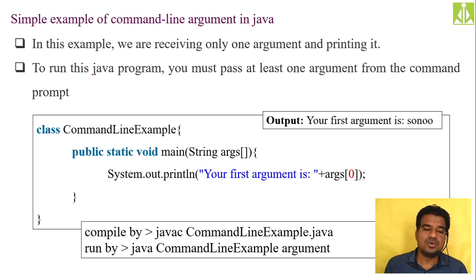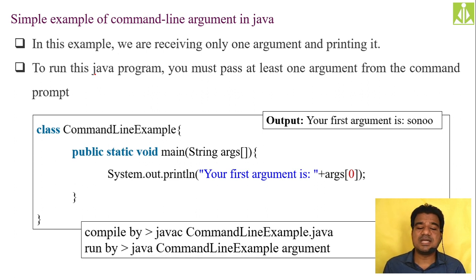Okay, so in this example we are receiving only one argument and printing it. We are not dealing with more arguments, because accessing more number of arguments in the first example itself, you will get confused. In the second example we will do that one, but in the first example we will read only one argument. We will print it on the output screen.